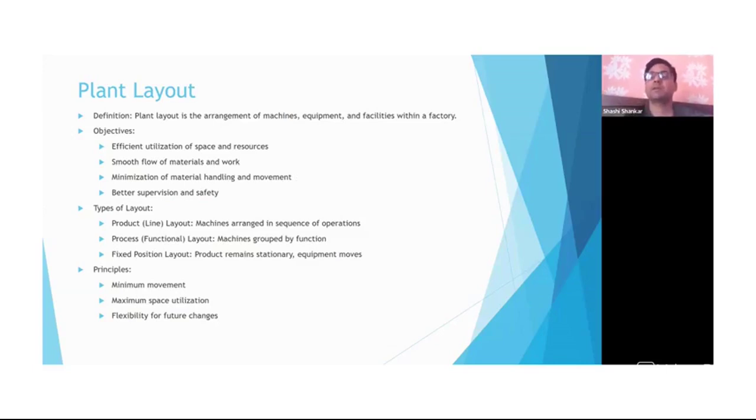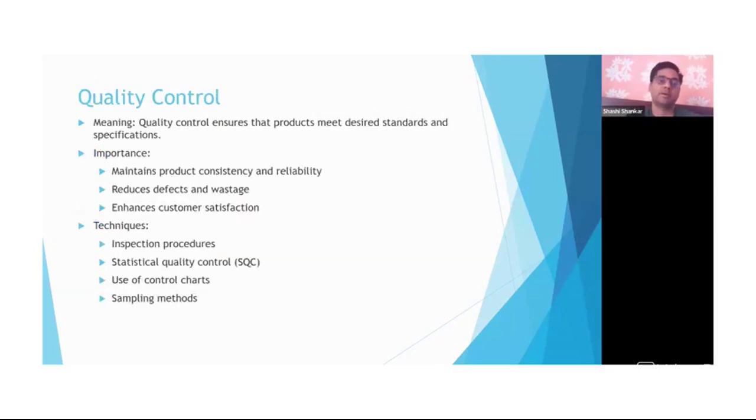See, suppose there is enhancement or maybe innovation in the machinery, right? So there should be a kind of flexibility to accommodate that as well in future. If there is new machine will be installed, so there should be something like, it can be accommodated, so flexible enough for future change. Moving to the next, the quality control. What is quality control? So quality control, as name suggests, ensures the product meet desired standards and specification. So here the key point is the product meets desired standard and specification.